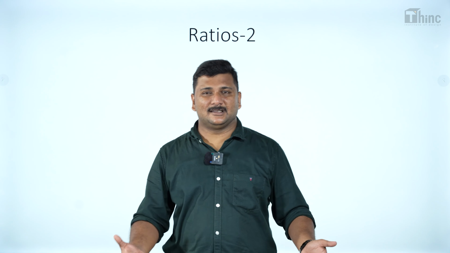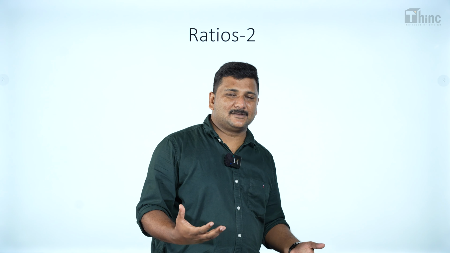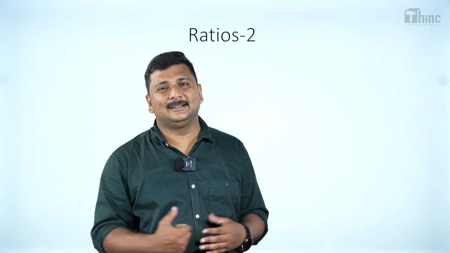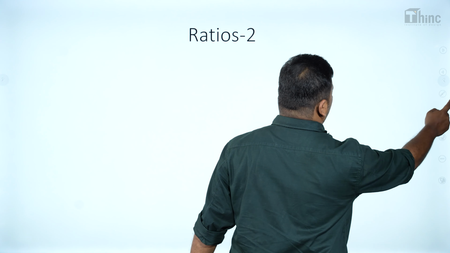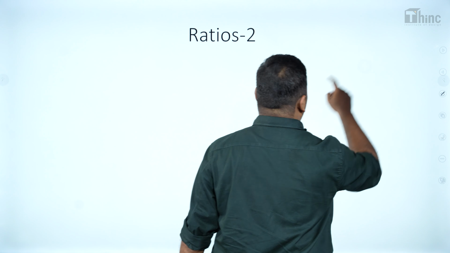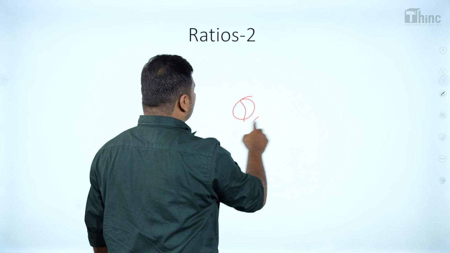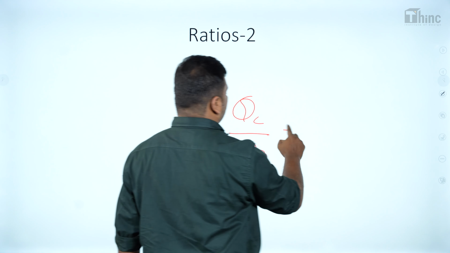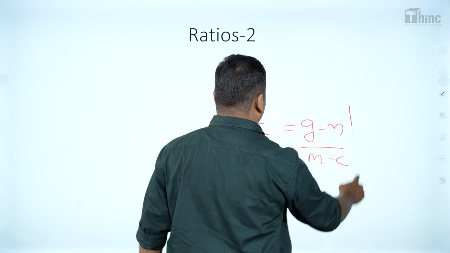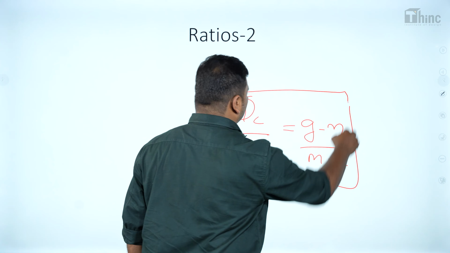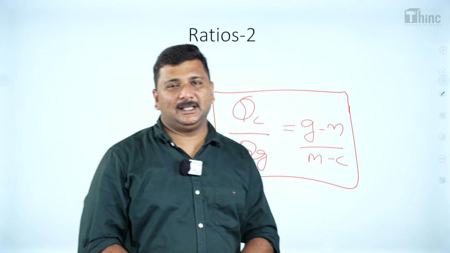So we are dealing with mixtures in this video. Before we start with questions, we have to have a clear idea about a formula. This is a basic formula with which we do almost all the questions in mixtures. The formula is QC by QG equals G minus M by M minus C.